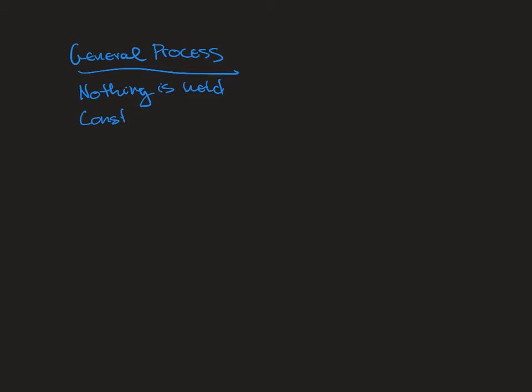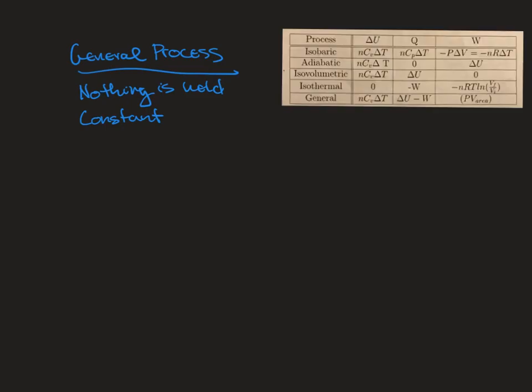The last type of process we're going to discuss is a general process. And this is a process where nothing is held constant. All right, so let's add back in our table. So notice here in the general case, once again, we're still calculating the change in internal energy the same way. We're using the first law of thermodynamics to find the heat.